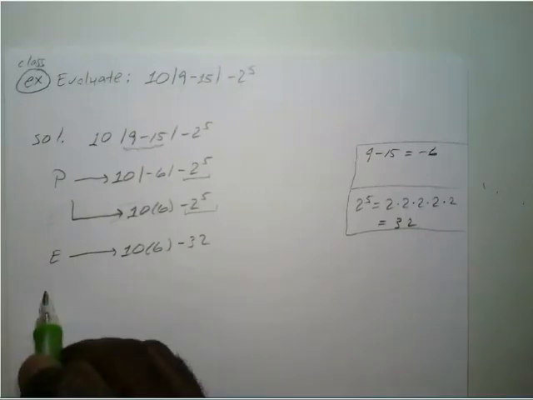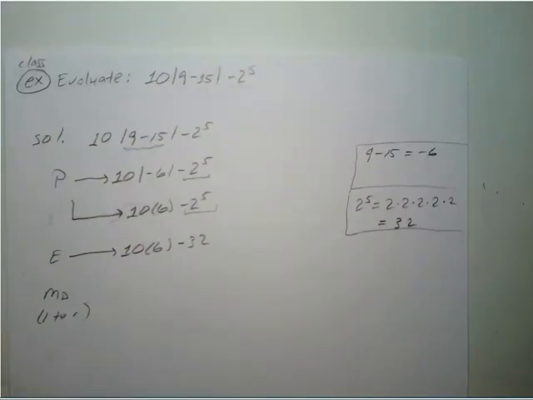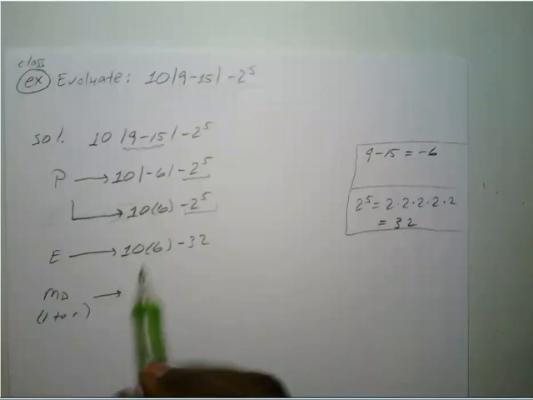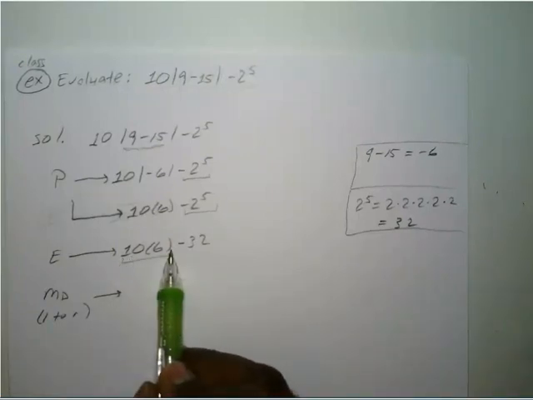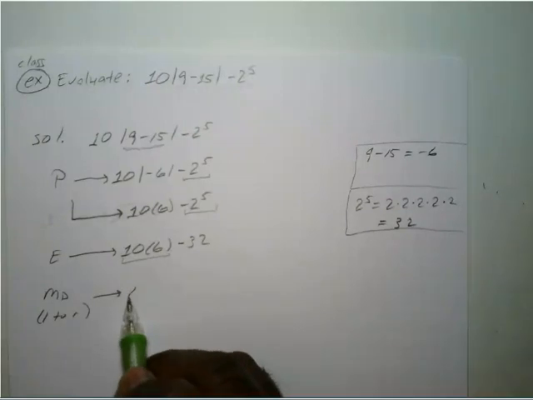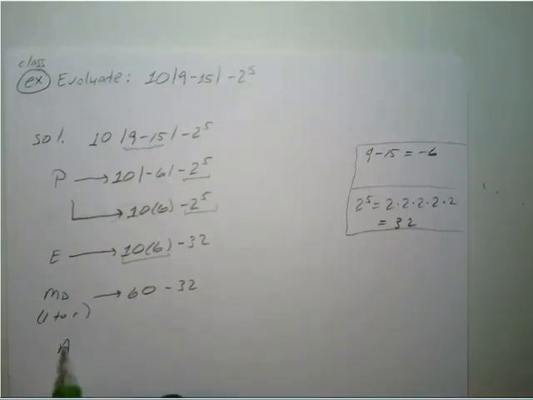Okay. So now we do our multiplication or division, again from left to right. So starting here, that's 10 times 6, which is 60. So you have 60 minus 32. And now we do our adding and subtracting. So 60 minus 32 is equal to 28.